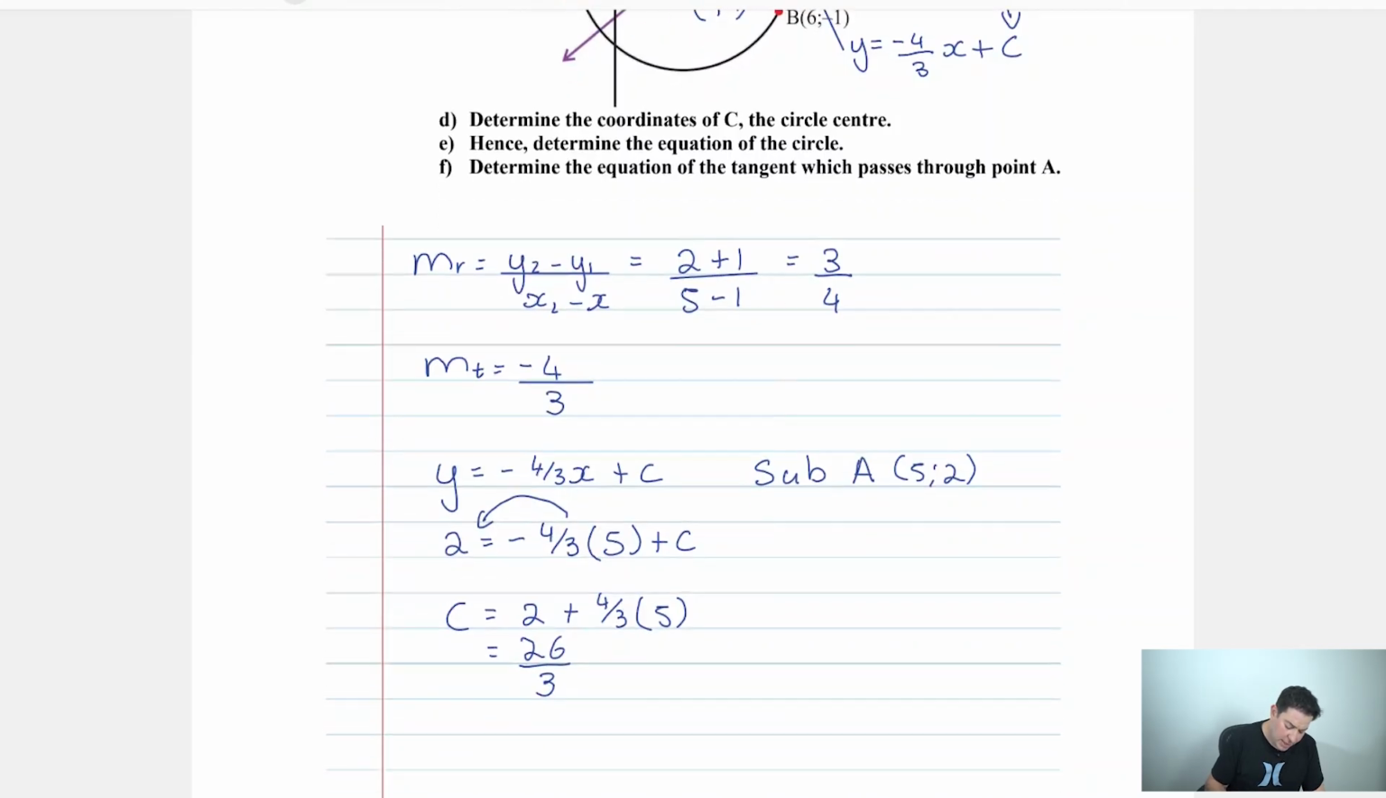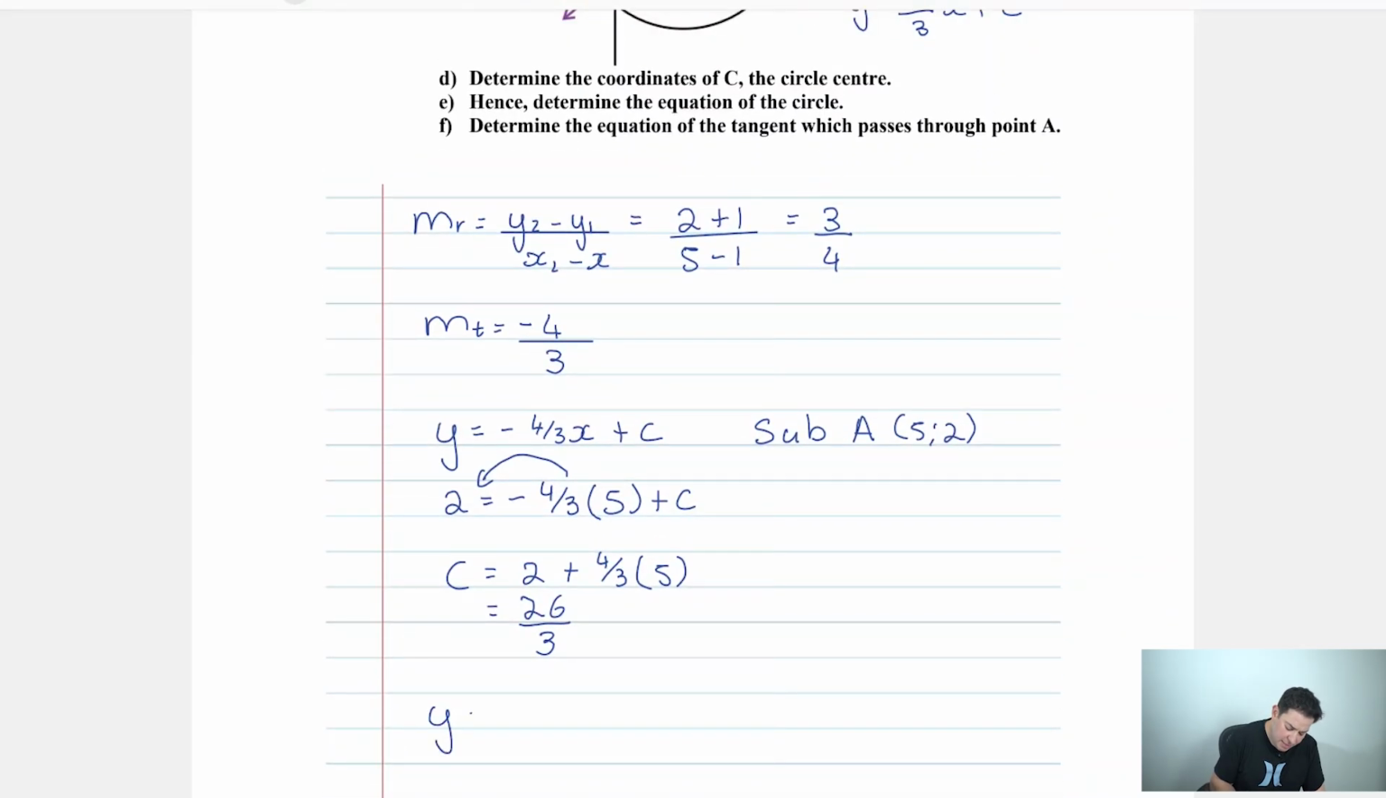And that asks you for the equation of the tangent. Don't forget to write it down. It becomes y equals mx plus c. My m is minus 4 over 3 plus c, where c is 26 over 3.